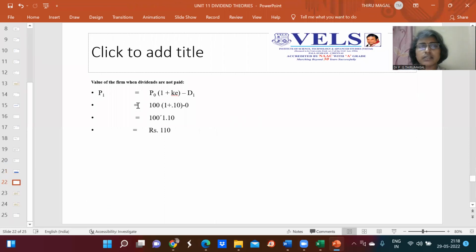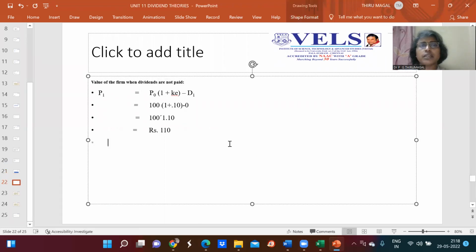The next condition is when dividends are not paid. What is the share price? We need to prove that. When dividends are not paid, the current share price P0 is 100 into (1 plus KE), that is 1.10, minus dividend. Dividend is 0 here because they are not paying it. So 100 multiplied by 1.10, where 1 plus 0.10 is 1.10, means 110. So now, how have they proved both are the same?